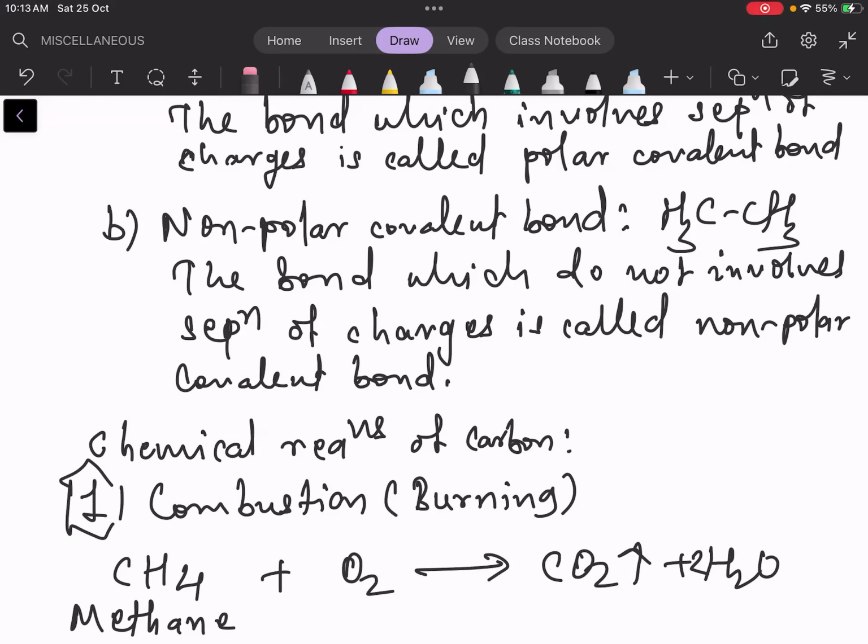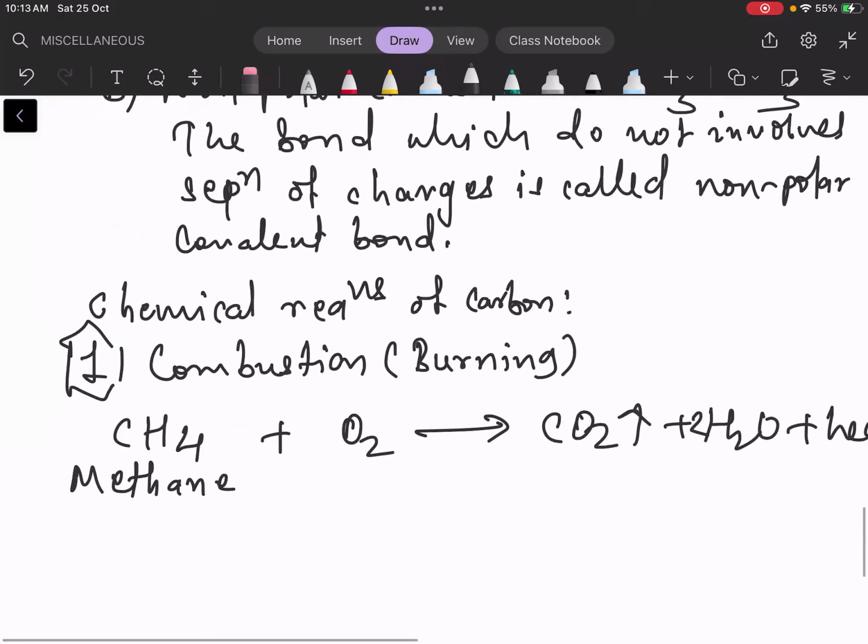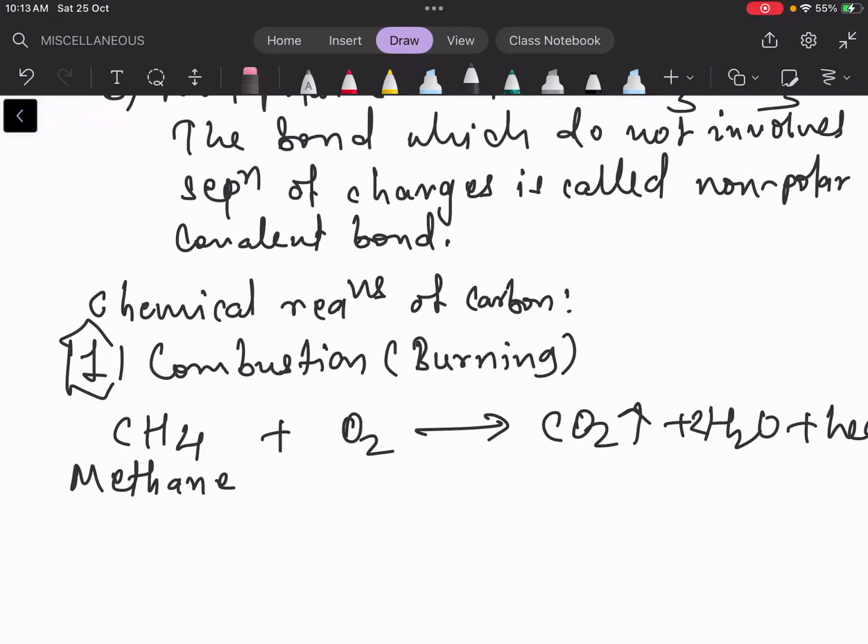Whatever the number of carbon atoms, that much CO2 is formed, and N plus 1 amount of water is formed. So if 1 mole of carbon is there, 1 plus 1, 2 of water is formed, right? Along with that, some heat energy is given out, and some amount of light energy is also given out. Heat and light are forms of energy. So what is combustion? Combustion involves burning of carbon in presence of excess oxygen.